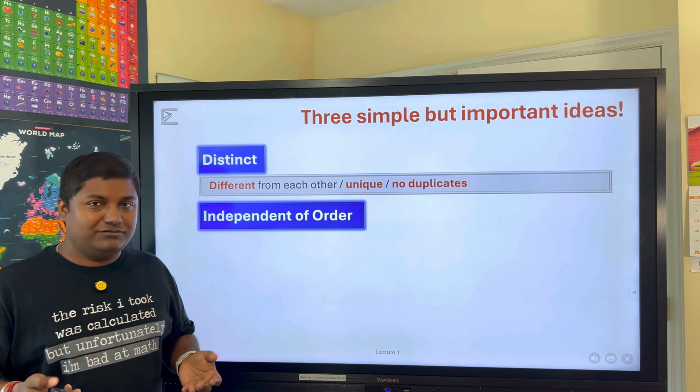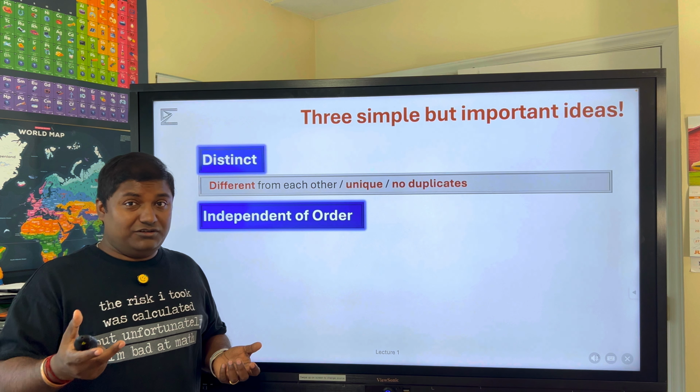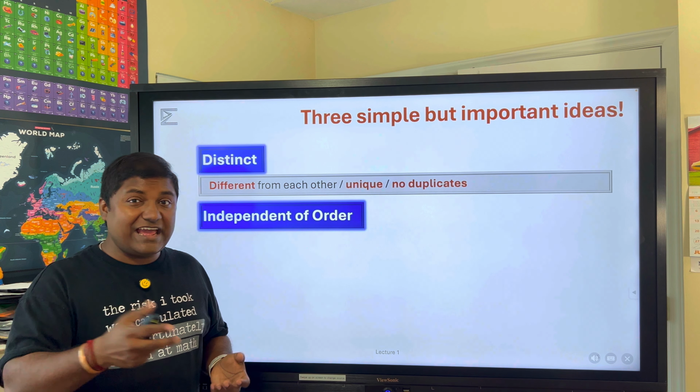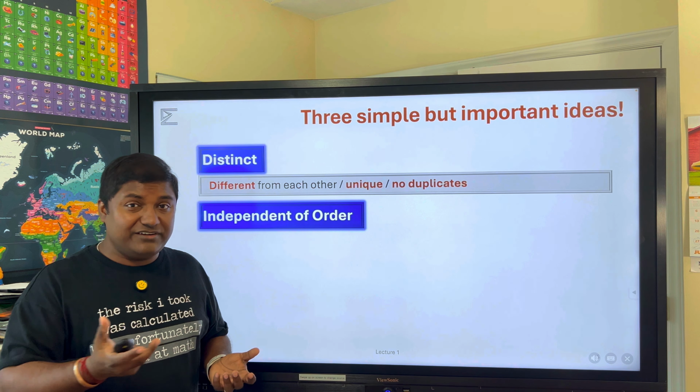When you have a collection of elements or items, when we call the items independent of order, that means their arrangement or sequence in the collection does not matter at all.